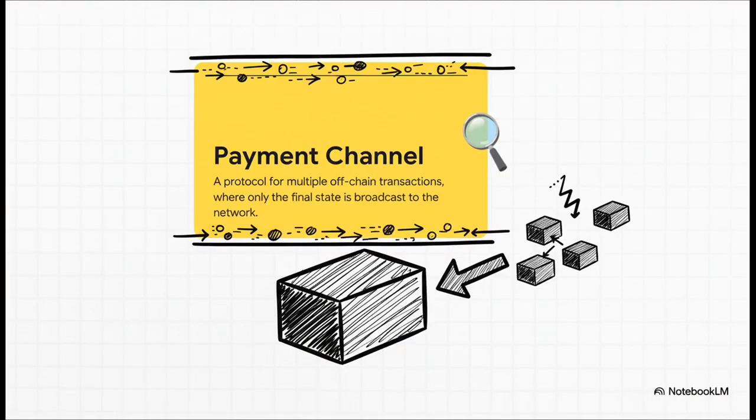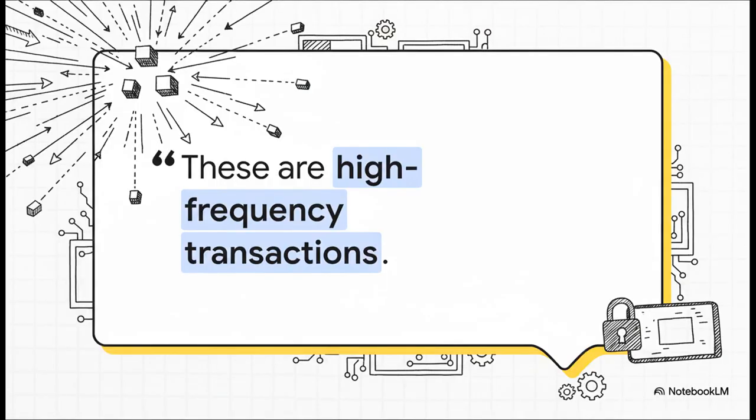It's this idea that 2 people can send money back and forth a million times, totally off-chain, and then only broadcast the final score, the final balance, to the main network. This is literally the foundation for how things like the Lightning Network work today. And believe me, this was no accident.